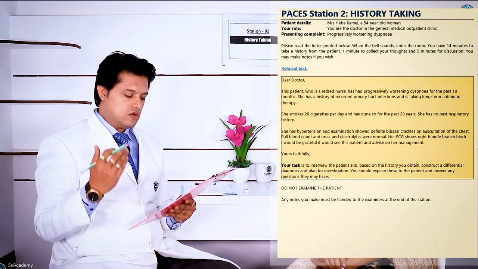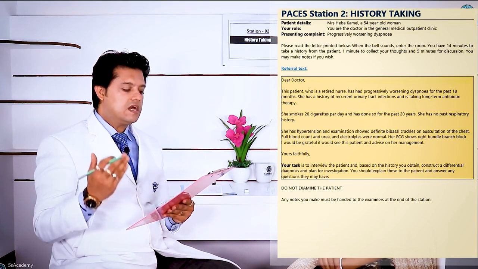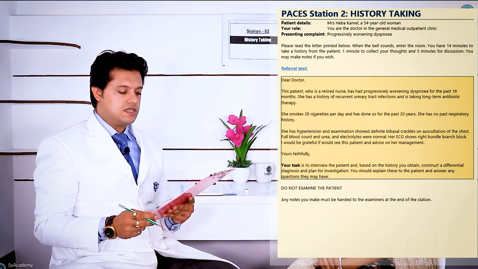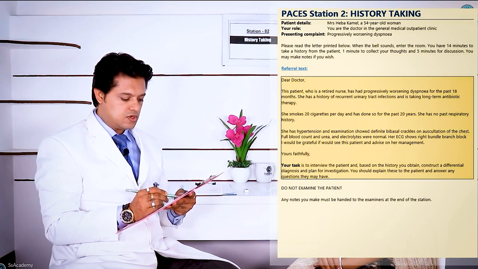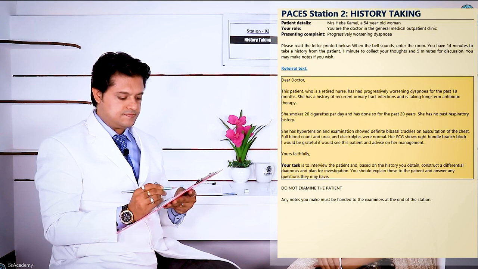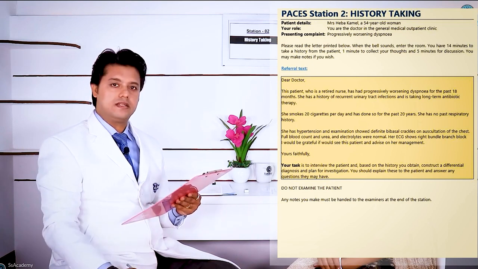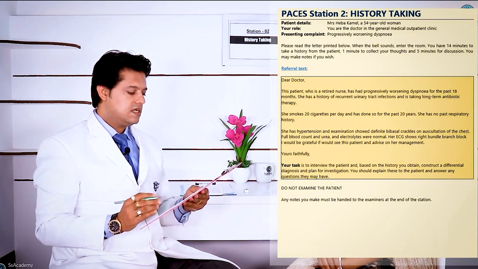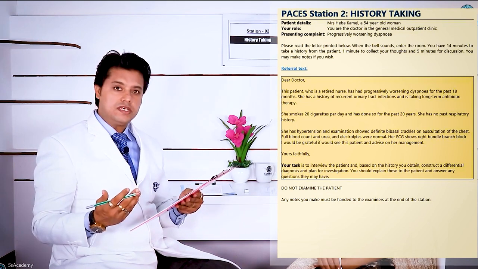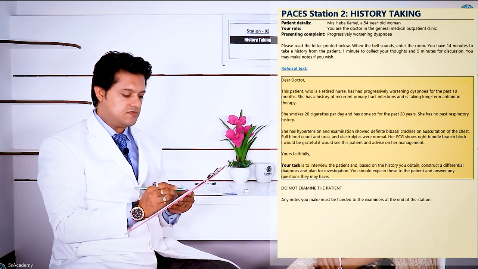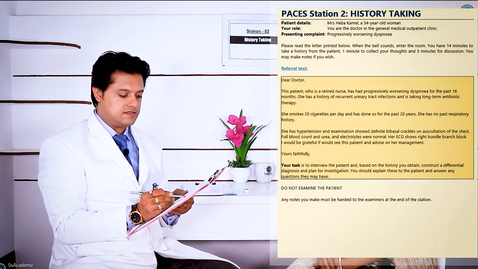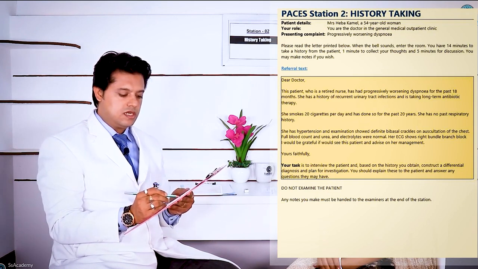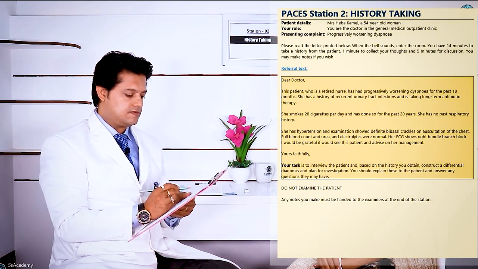Referral text: Dear doctor, this patient, who is a retired nurse, circle the retired nurse, has had progressively worsening dyspnea, circle it, for the past 18 months, circle the 18 months. She has a history of recurrent UTI, urinary tract infection, circle the recurrent urinary tract infection, and is taking long-term antibiotic therapy, circle the long-term antibiotic therapy.